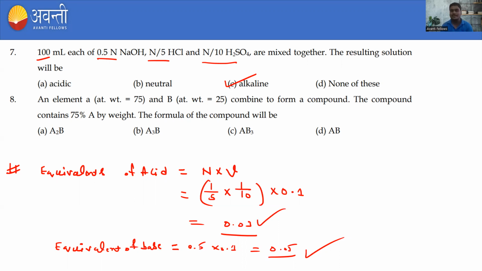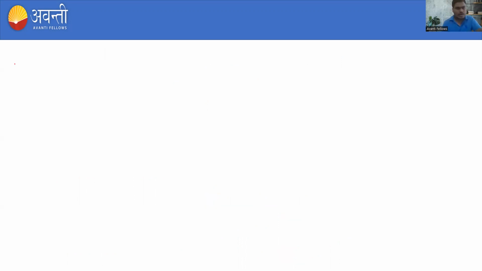That's why the solution becomes alkaline in nature. Chalo, now move to the next question. An element A having atomic weight 75 and B having atomic weight 25 combine to form a compound. The compound contains 75% A by weight. Now the formula of the compound will be? So you have to identify the formula of the compound.